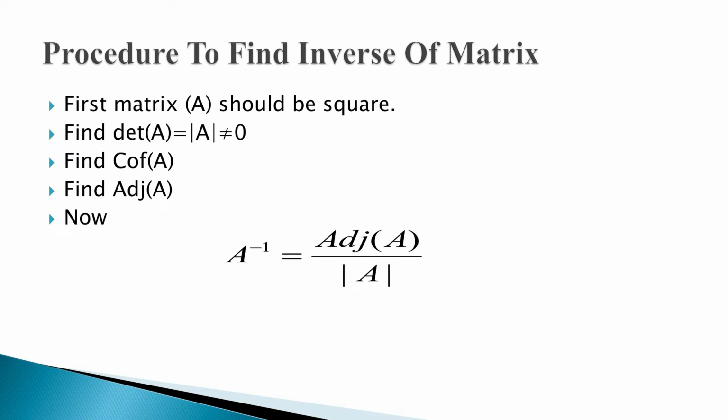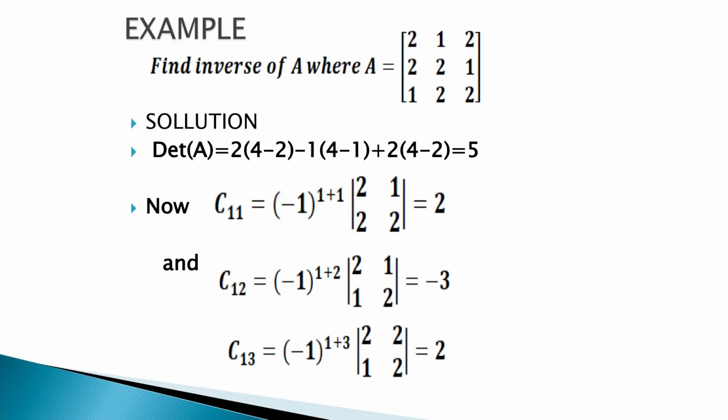If det A is not equal to 0, then we find the minor of the matrix, then the cofactor matrix, then the adjoint matrix, and from the property A into adjoint of A is equal to determinant of A into identity matrix, hence A inverse is equal to adjoint of A by det A. This is an example.